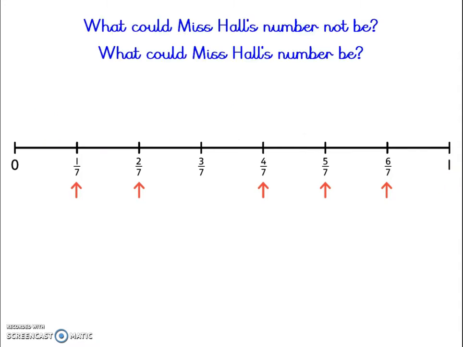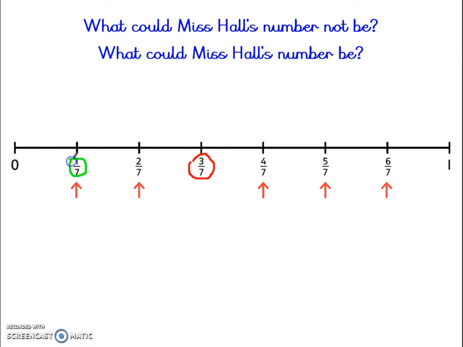Now, remembering that Miss Hall's statement was, "I'm thinking of a number that one of the arrows is pointing to. Can you guess my number?" We know that when she's asking the question 1b, what could Miss Hall's number not be? It means it's one that we don't have an arrow pointing to, which in this case, the only one we actually have is 3/7. And that means each fraction which the arrow is pointing to must be a possible answer.